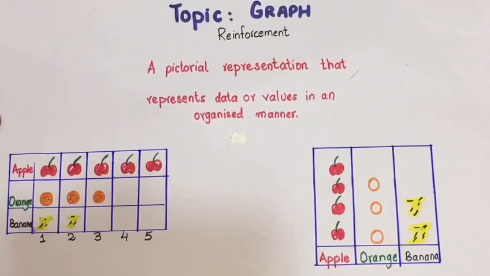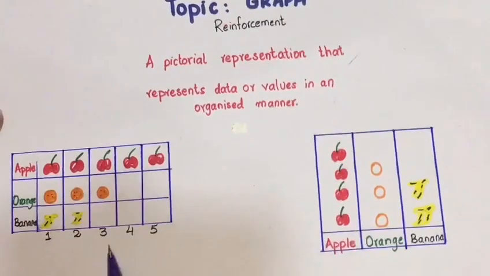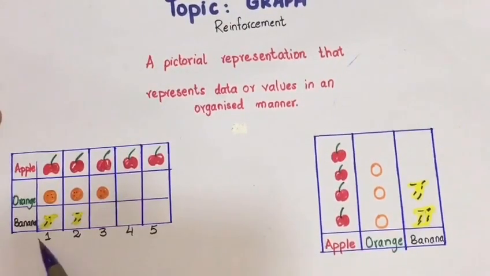Today our topic is about graphs, and this is the reinforcement of the topic we had already done in our classes. So what is a graph? That is a pictorial representation that represents data or values in an organized manner. If we collect data and it is scattered, it is not easy to read and comprehend. So we can use the help of graphs. We can represent the graph in this form or in this form.